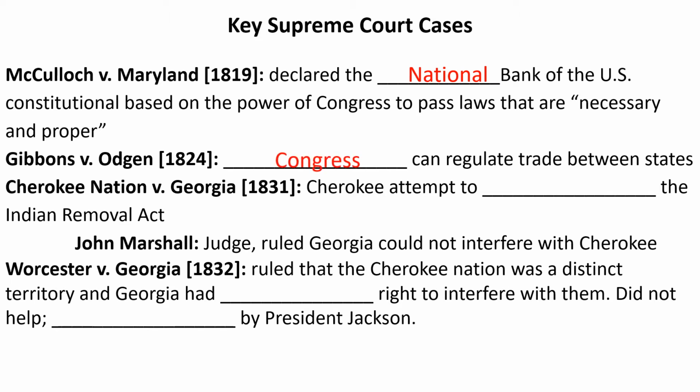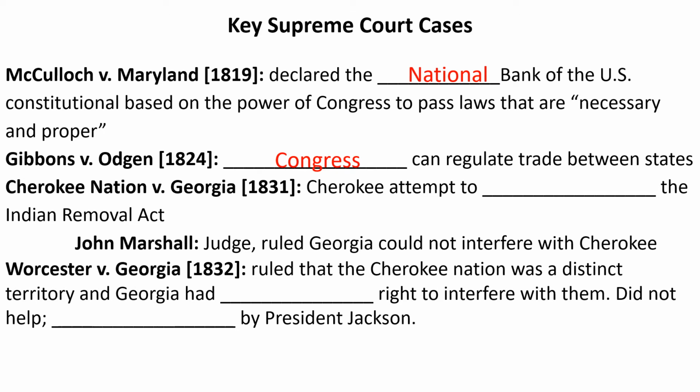Then we get Gibbons v. Ogden, which happens in 1824. This case gives the legal right that Congress can regulate trade between states. So, it's like corn and strawberries between Florida and Illinois.